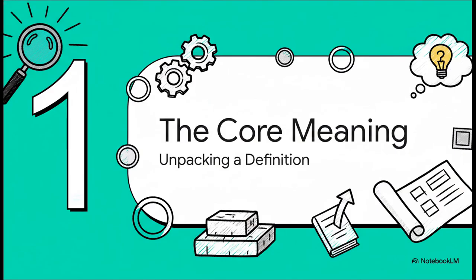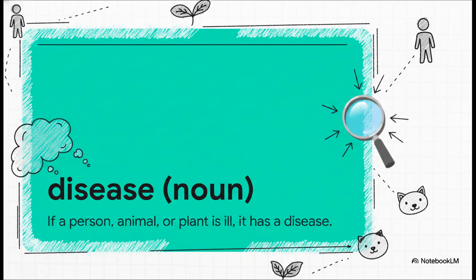All right, so to get to the bottom of this, we've got to start at the most fundamental level. What job does this word actually do? Let's take a look at its main definition. Look at how beautifully simple that is, right? It doesn't use any complicated medical jargon. It just says, if you're ill, you have a disease. It explains a really basic concept using another really basic concept. That makes it super direct, super clear, and understandable to pretty much anyone.